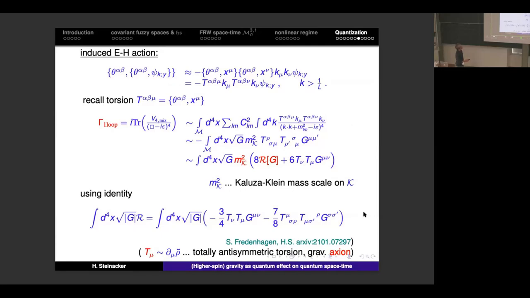So the first thing you get is this quadratic contraction of the torsion. And because of an identity which we found in the last paper with Stefan, you can recognize this contraction of the torsion as Einstein-Hilbert plus some axionic stuff. So that's the end of the story for today. The one loop effective action includes Einstein-Hilbert.